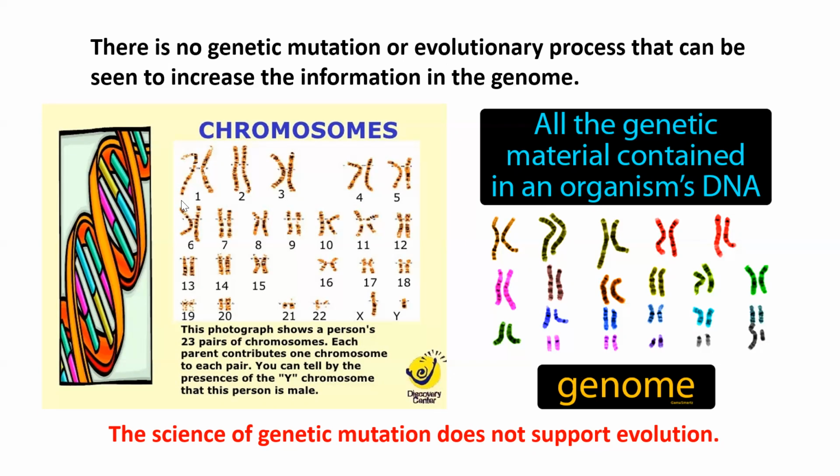So you have a picture here of the chromosomes. They're supposed to be 23 pairs, okay, with one X, one Y, representing father and mother. In this case, the presence of the Y chromosome shows that this is a male. Okay, so all the genetic material contained in an organism's DNA is the genome. Okay, so these are signs of genetic mutation that does not support evolution.